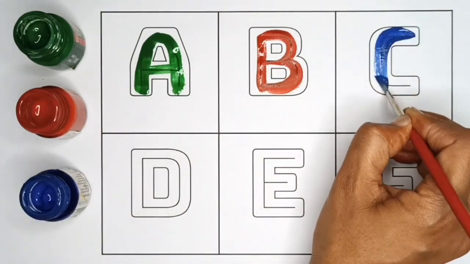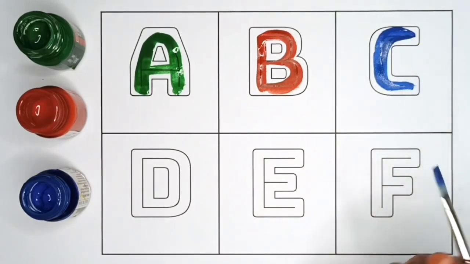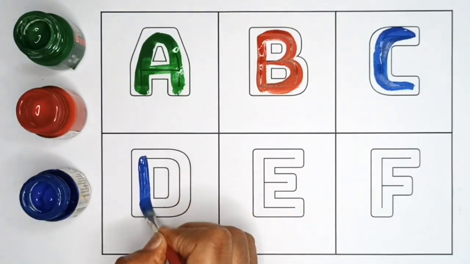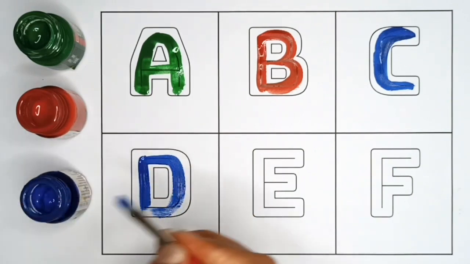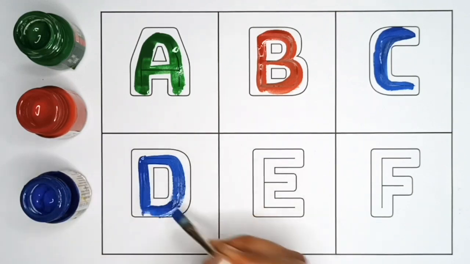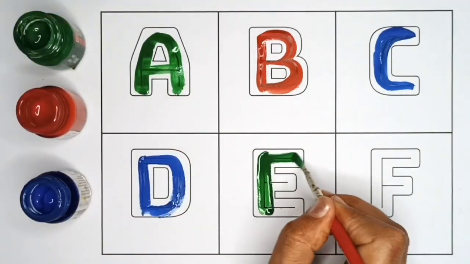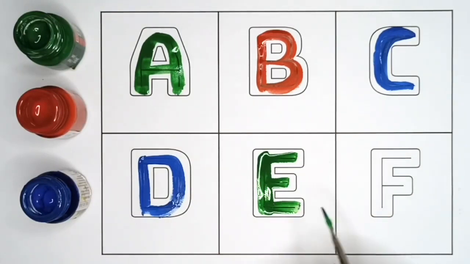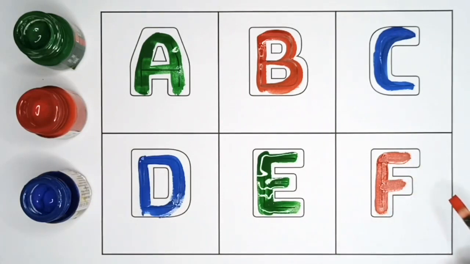C. C for cat. Blue color. D. D for dog. Blue color. E. E for elephant. Green color. F. F for fish. Red color. Thank you.